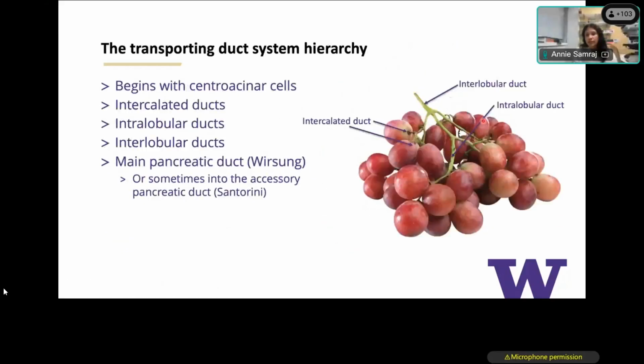So think of it as a bunch of grapes. These grapes are your acini. And you see this little stem here holding the grape, that is your intercalated duct. And then as it joins a bigger branch, that becomes your intralobular duct. And then many lobules come together. Those are your interlobular ducts. And this is the one that feeds into the main pancreatic duct.